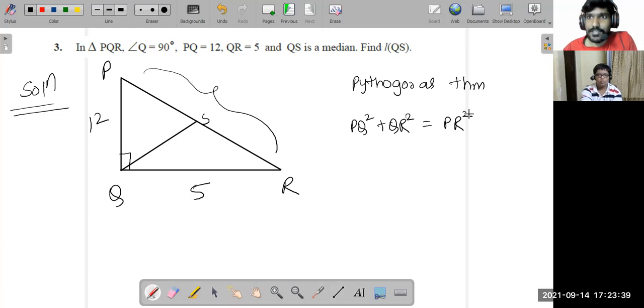So we'll have to add the squares and then get the answer, right? And then we'll have to find it. You remember Pythagoras theorem or you want me to do it? Yes, sir, I remember.